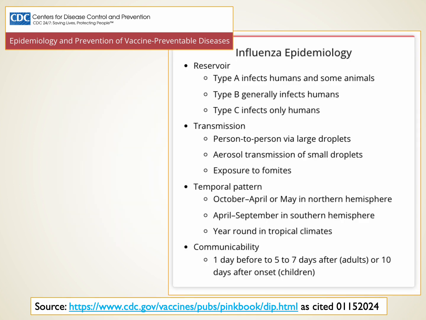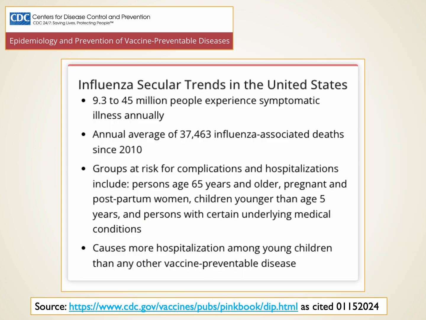The epidemiology: the reservoir affects humans and some animals. The animals we often think of are avian, as in bird-related infections, but there can be other sources as well. But largely, it's large droplet transmission, and in North America, the peak season is between October and April or May. The trends are that it's pretty common, and we look at about 35 to 40,000 influenza-associated deaths a year.